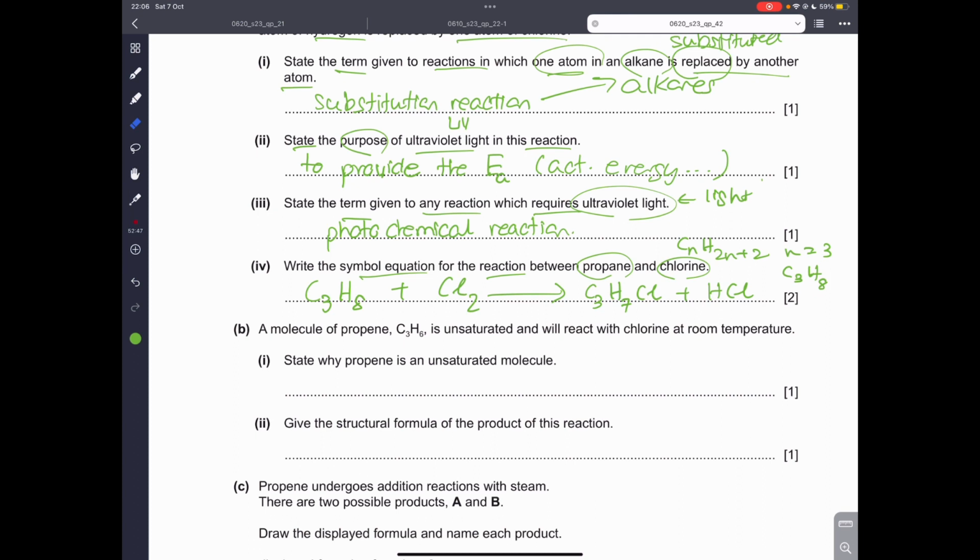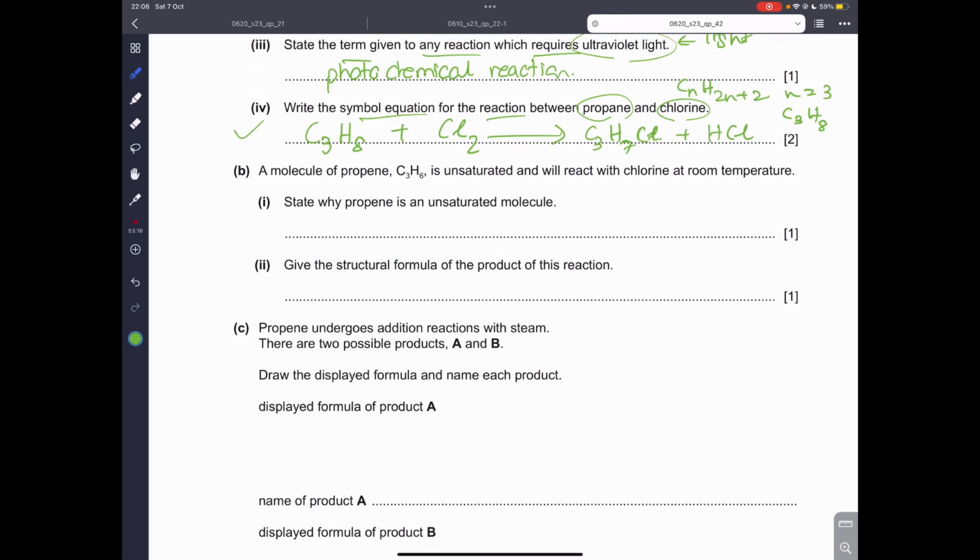So the chlorine in the chlorine molecule is going to go in, and one of the H from the propane molecule is going to go in place of the chlorine. This is why it's called a substitution reaction. So the equation should be C3H8 plus Cl2. This is going to give us C3H7Cl plus HCl.